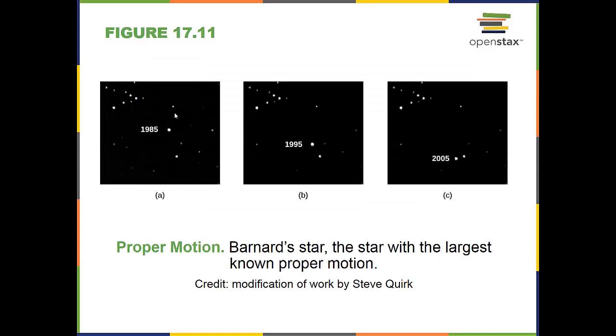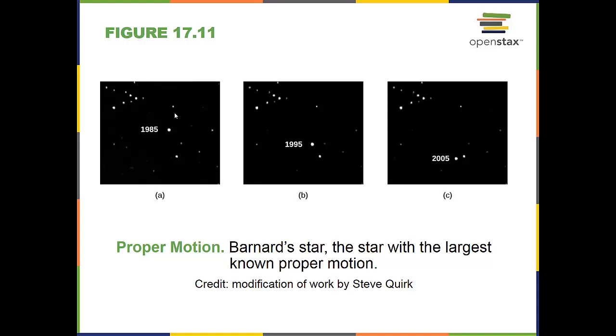There's one thing that makes this a bit more complicated. Stars really do move too. All the stars we can see are orbiting the center of the galaxy, but they can move at different speeds and in slightly different directions. The actual motion of a star is called proper motion.